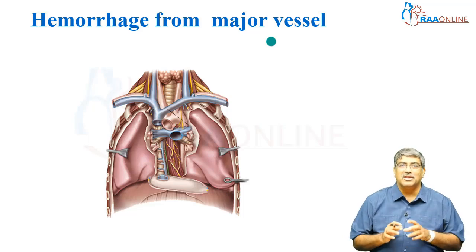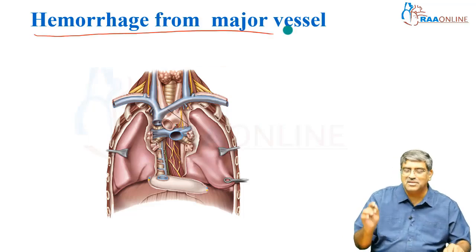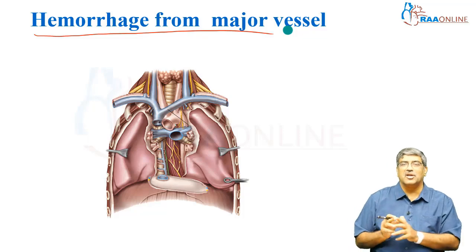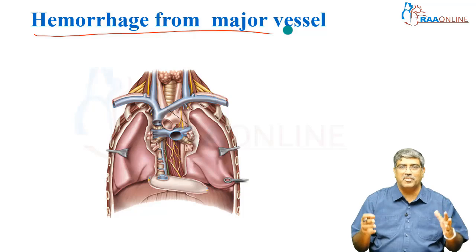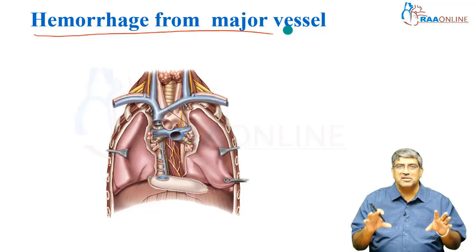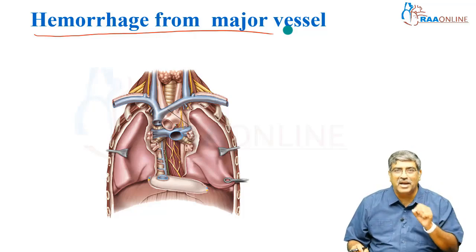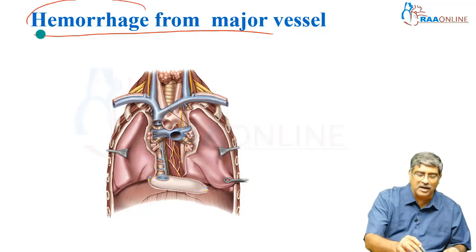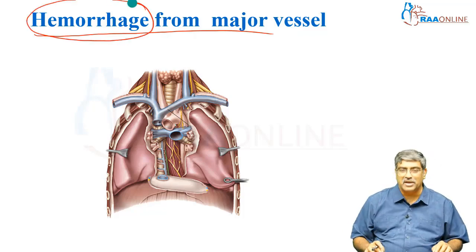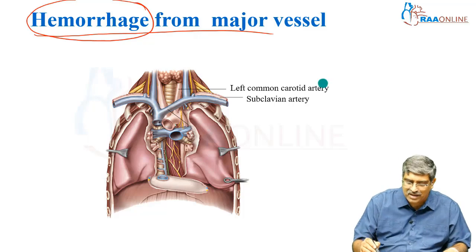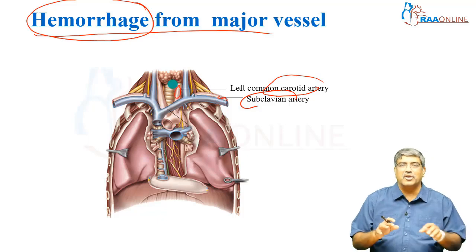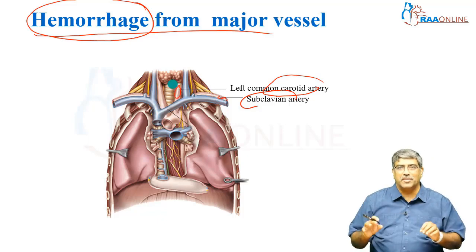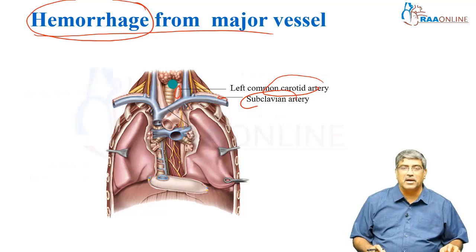Now coming to the third major complication, which is hemorrhage from a major vessel. The thoracic cavity has a lot of vascular structures, be it artery, vein or pulmonary circulation. A lot of vessels are involved. So even if one major vessel is involved, it can lead to a major hemorrhage. Coming to the systemic artery, it can be the common carotid or subclavian artery. This is the subclavian artery and this is the carotid artery. You might injure the carotid or subclavian artery. These are all systemic arteries.